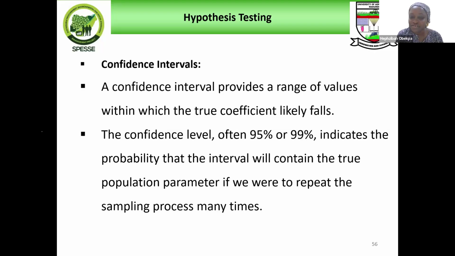So when we say confidence interval, if you're carrying out regression, you must set your confidence interval. I think the norm is 95%. What are we saying? Confidence interval is saying that if you repeat this thing you have done 95 times, you will get the same results. Are we following? A confidence interval also gives us leverage to rely on your results. So we say confidence interval indicates the probability that the interval will contain the true population parameter if we were to repeat the sampling process many times.